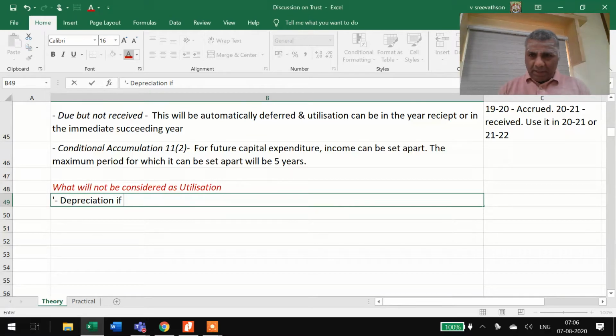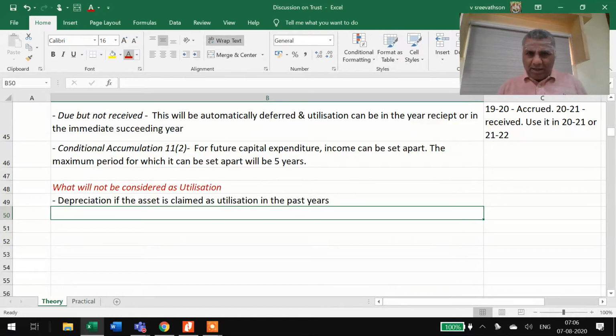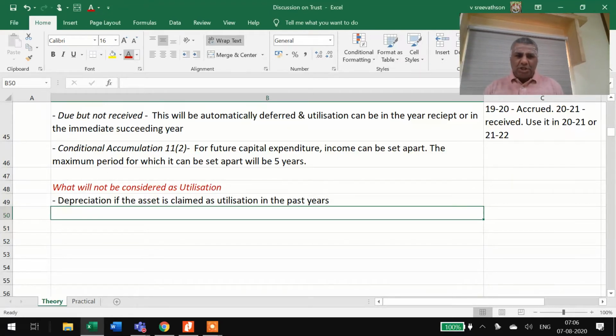Depreciation, if the asset is claimed as utilization in the past years. Because in the question they will say depreciation and they will say the asset has already been claimed. So you will add back that depreciation. You will not allow it if they give the net profit or the net income. You will add back that depreciation because you have already claimed it.